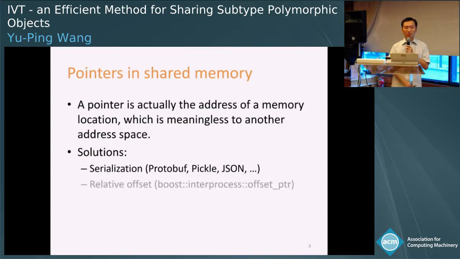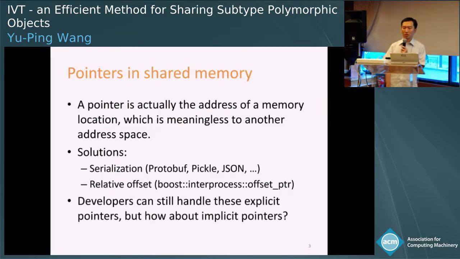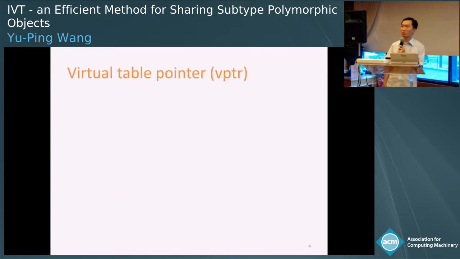Another solution is to replace pointers with relative offsets, such as the Boost library provides a class named offset_ptr. It takes developers some labor, but at least developers can still handle these explicit pointers. But how about the implicit pointers? For example, the virtual table pointers, or VPTR.